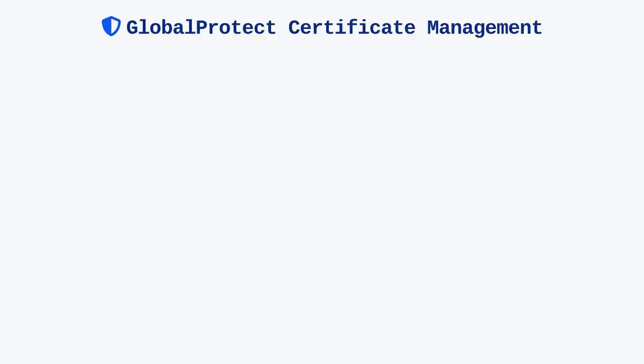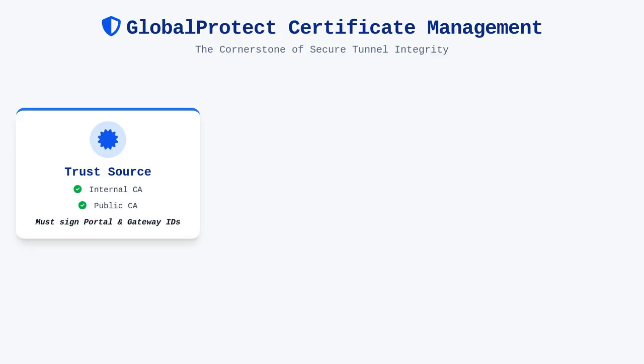Certificate management is the cornerstone of a secure GlobalProtect deployment because the integrity of the tunnel relies on trust. You need to ensure that the firewall possesses a valid certificate for the identity of the portal and gateway, which should be issued by a trusted internal or public certificate authority. When the GlobalProtect client initiates a connection, it will validate whether the server certificate presented is signed by a CA it trusts, preventing man-in-the-middle attacks. Therefore, you must propagate the root CA certificate to all managed endpoints before you launch the remote access solution.